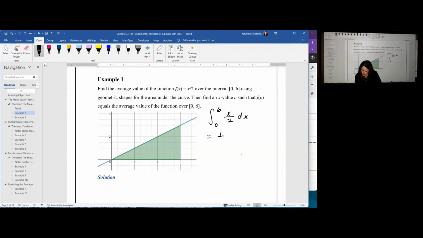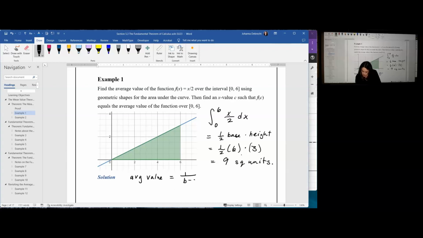Using geometry, I know that this is going to be 1/2 the base of the triangle times the height of the triangle. The base of the triangle is 6 units long, and the height, the perpendicular height, is 3. This gives me 9 square units of area. Then I can use the formula for the average value in order to find what that average y value is.